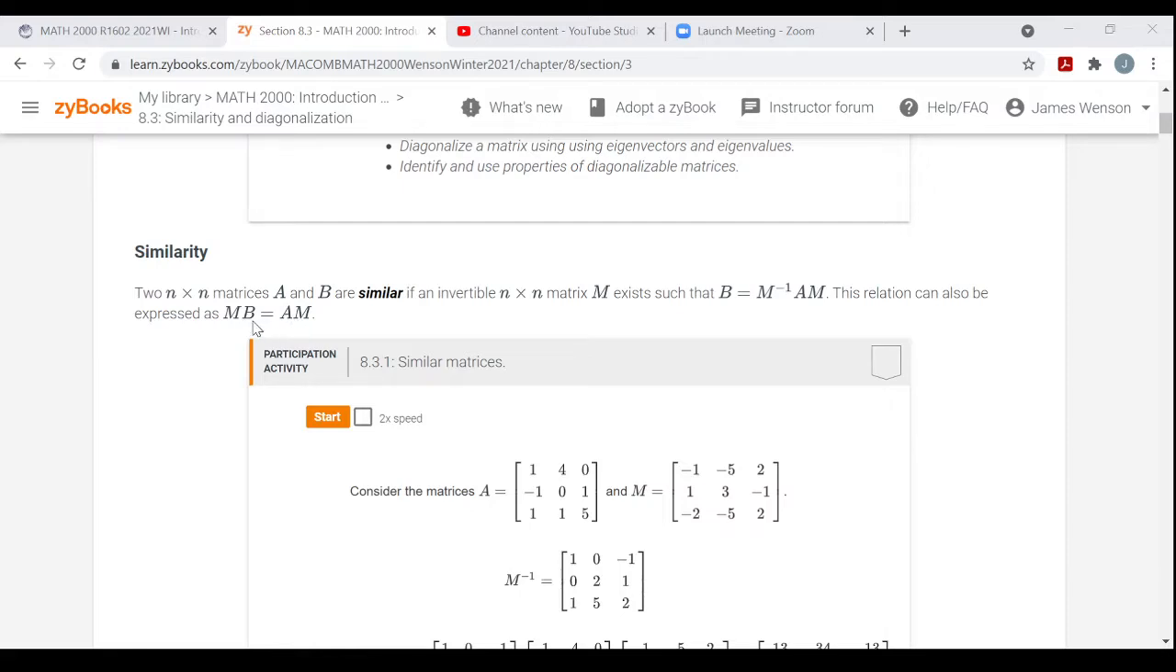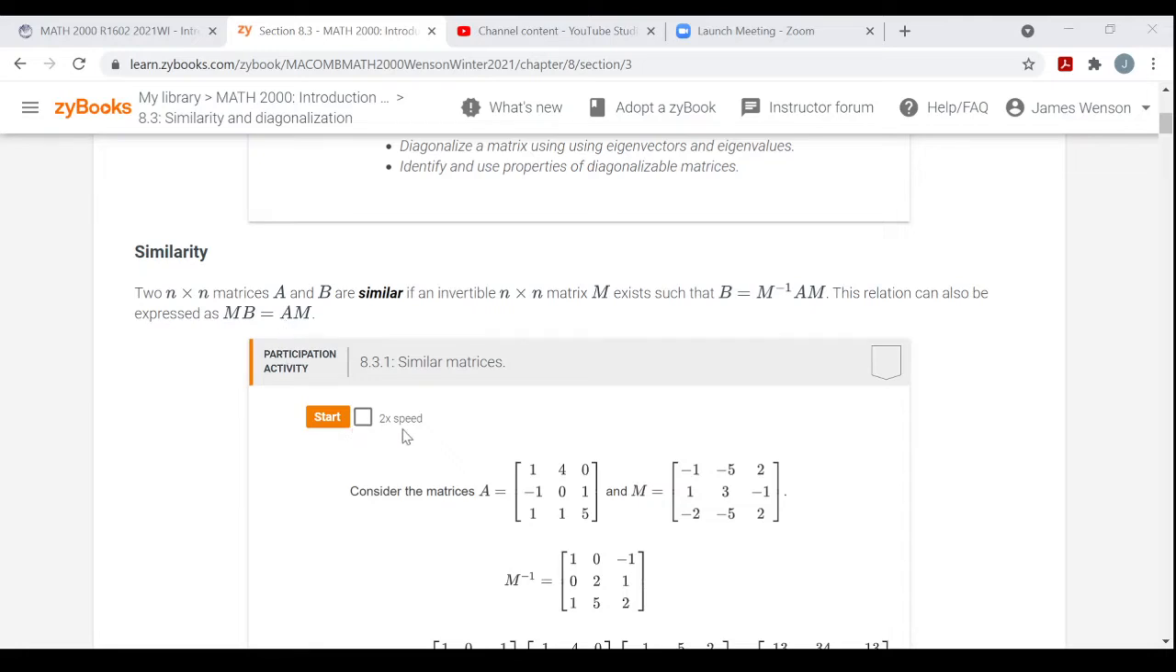So in other words, matrices B and A are similar if there's another matrix, an invertible matrix called M, such that when you multiply A on the right by M, you get the same as if you multiply the other matrix on the left by M. It's almost like a commutative property, but it's not M times B equals B times M. It's multiplying one matrix on the left by M gives me the same result as multiplying this other matrix on the right by M. And if that's the case, then these matrices A and B are called similar.